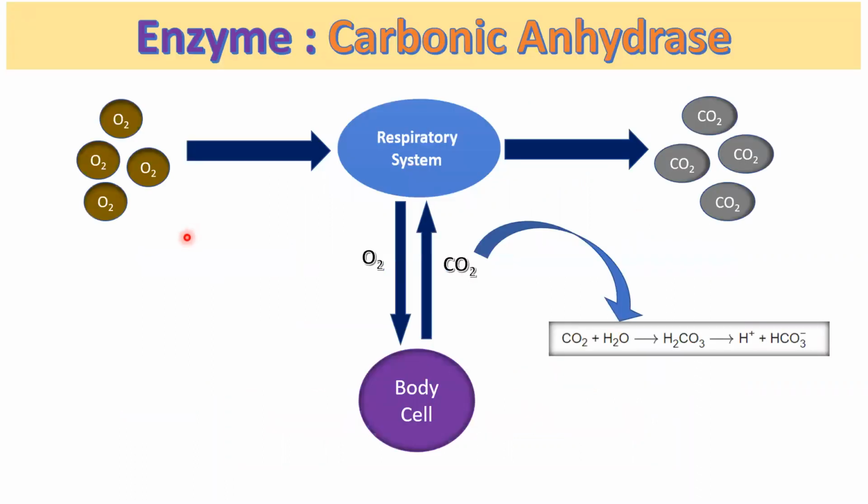As all of us know, our respiratory system takes oxygen from air, and this oxygen is transported through blood to the body cells, and the CO2 produced in the body cells is transferred through blood again to the respiratory system, which releases CO2. So the carbonic anhydrase enzyme helps to hydrate this CO2, and it produces bicarbonate ion and H plus ion.